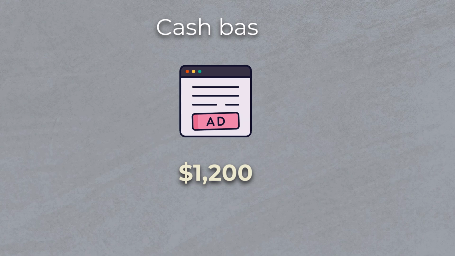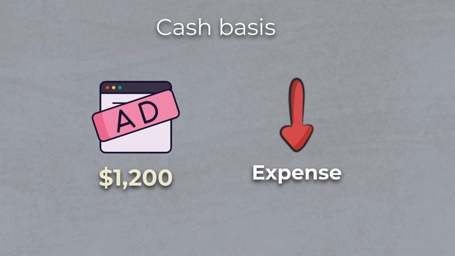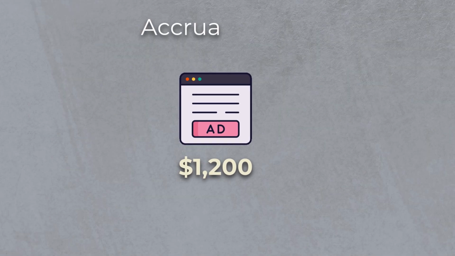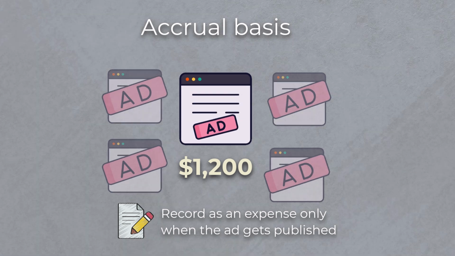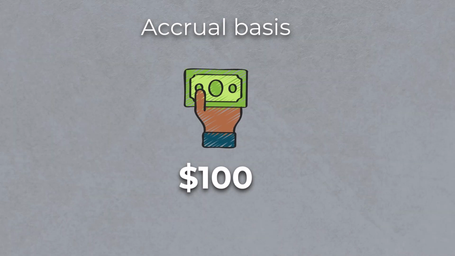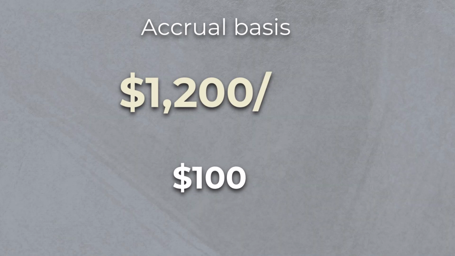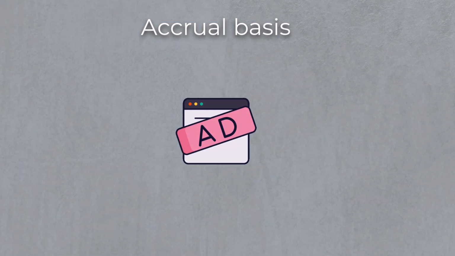Under the cash basis, I have a $1,200 expense for this month since I paid $1,200. But under the accrual basis, I'll only record this as an expense after each and every single ad gets published. So after the first ad goes out, I'll have $100 in expenses, $1,200 divided by 12. Next month, when the ad goes out again, I'll record another $100.